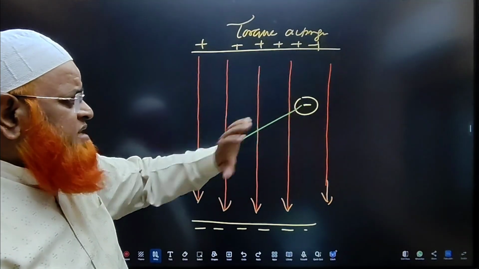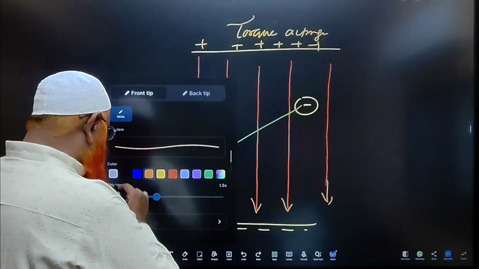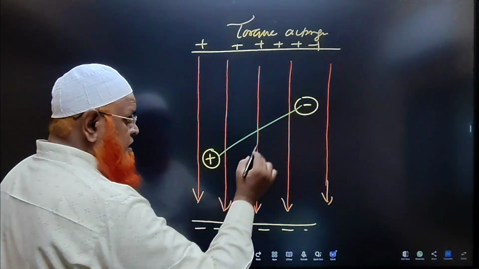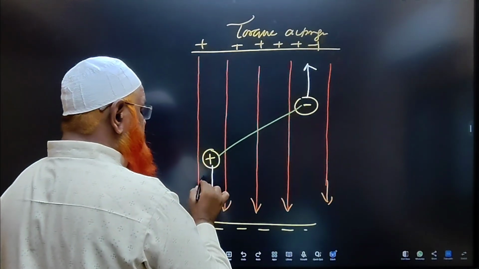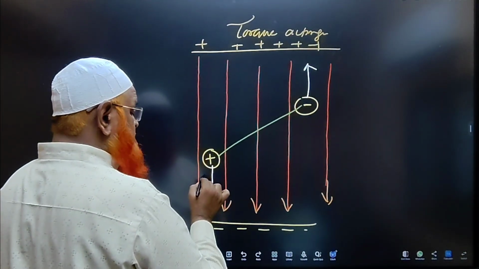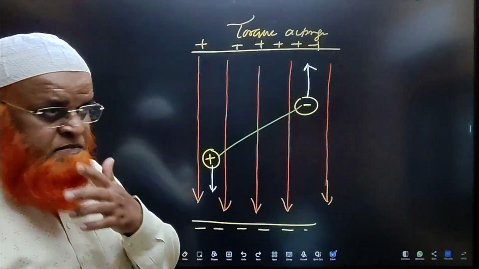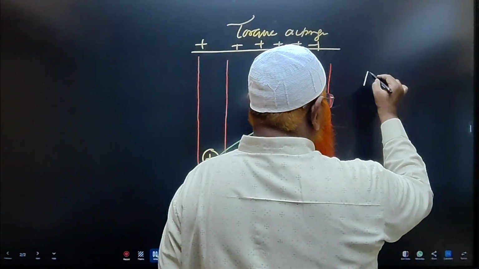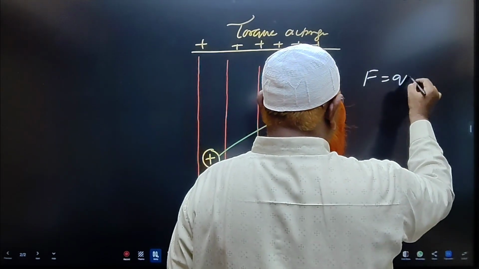So if you keep an electric dipole here, what is going to happen? This electric dipole is attracted by the negative charge upwards and by the positive charge downwards. And what is the force acting on both sides? Yesterday I told you that force is nothing but q into E.